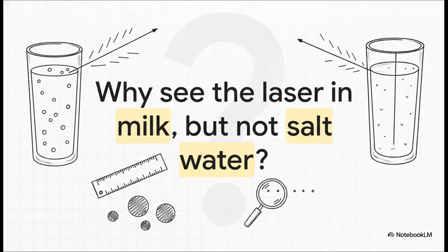So, let's put your analytical skills to the test here. Why exactly do we see the laser beam in the milk, but totally miss it in the salt water? Think back to those particle sizes we just talked about. Salt water is a true solution, right? Its particles are smaller than 1 nanometer, way too small to scatter any light. But milk is a colloid. Its particles are quite literally the perfect size to bounce that laser light right into our eyes, revealing the beam.